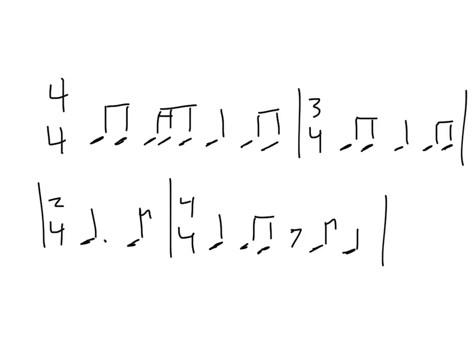Okay, so the first multimeter example is one of the easier ones. Here we have 4/4, 3/4, 2/4, and then another 4/4 measure. Regardless, the 4 on the bottom stays the same throughout, so that's what makes it easy. The quarter note is always the beat. You're just adding and subtracting how many quarter notes, or how many beats, are in each measure. Is it 4? Is it 3? Is it 2? So here's what this is going to sound like.